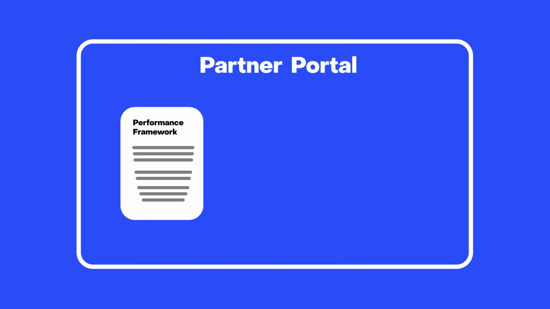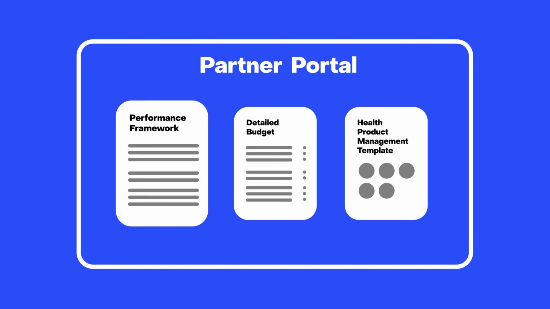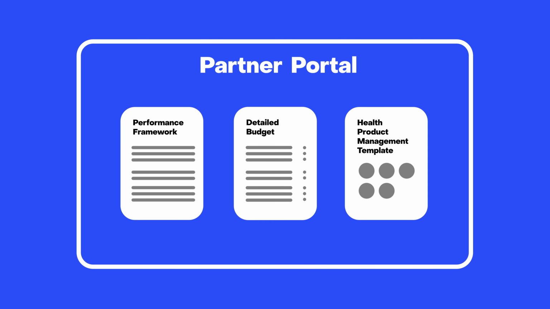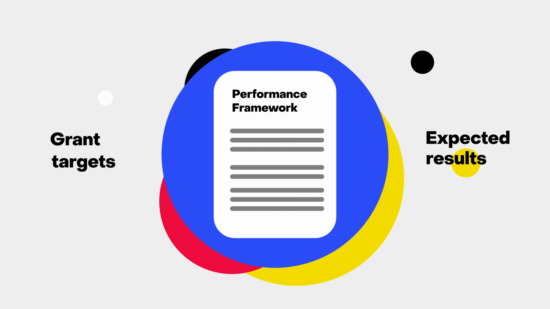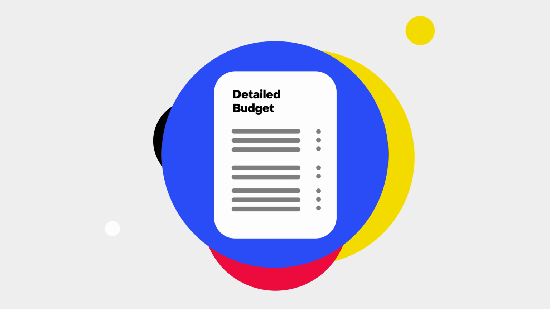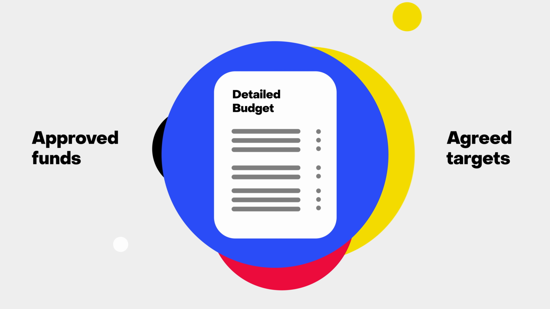Along with strategic thinking, PRs are required to undertake certain practical activities. Using the Partner Portal, which is an online secure site for downloading and submitting documents and tracking the progress of grant making, a PR completes a set of documents, including the performance framework, the detailed budget, and the health product management template. The performance framework sets out the grant targets and expected results to later measure grant progress. The detailed budget lays out how the country will use funds approved by the Global Fund to deliver on activities and meet agreed targets. The Global Fund measures financial progress during grant implementation against the agreed budget.